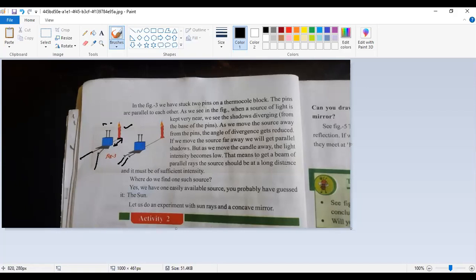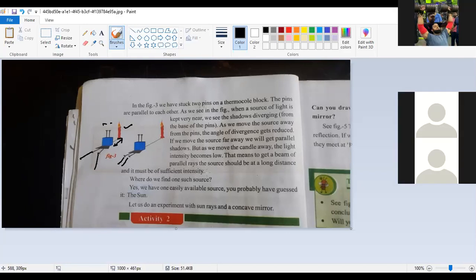So that means to get a beam of parallel rays, the source should be at a long distance and it must have sufficient intensity. So what does this mean, beta? If we want parallel lines here, and want the image properly, then we have to keep it at the exact distance. Okay. The ray source should be at a long distance and it must have sufficient intensity, so that it can form its image properly.